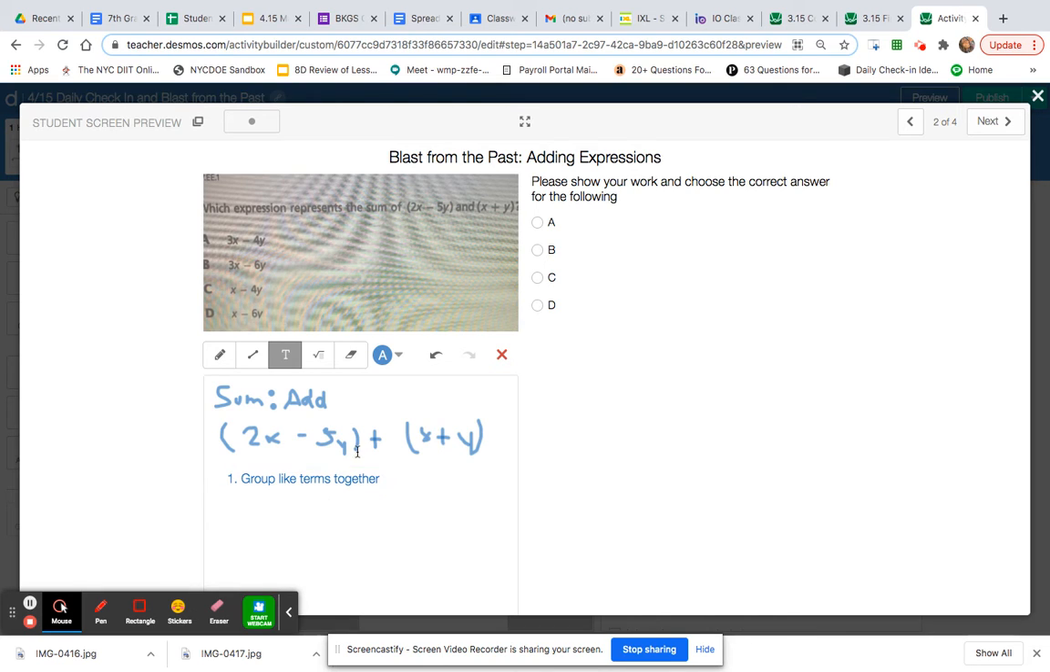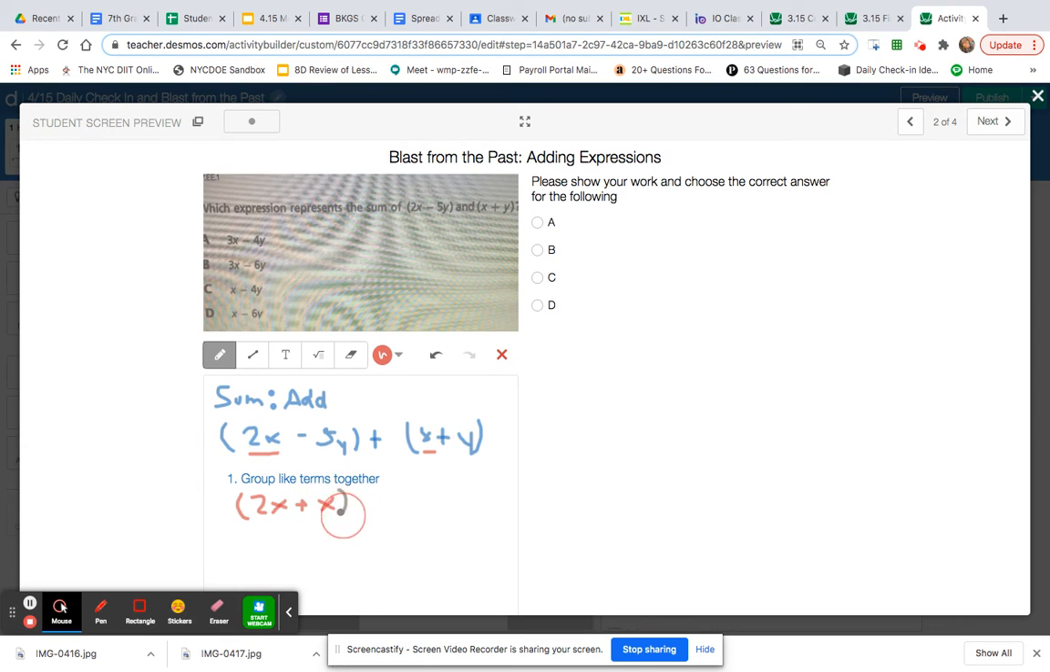Okay, so if we look at our two expressions that we're adding, we can see here that we have x terms and we have y terms. So I have a 2x and an x. So I'm just going to group the 2x and x together. 2x plus x. I'm going to group together, right?